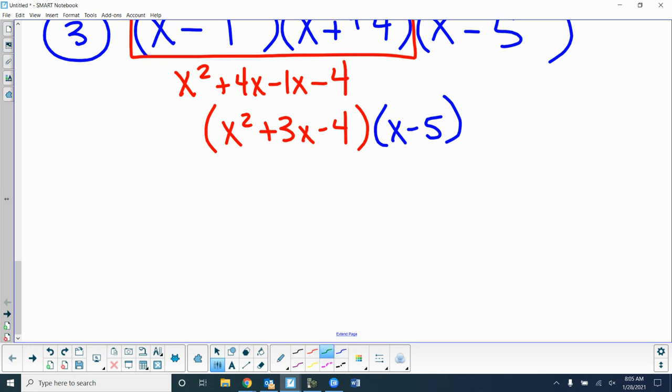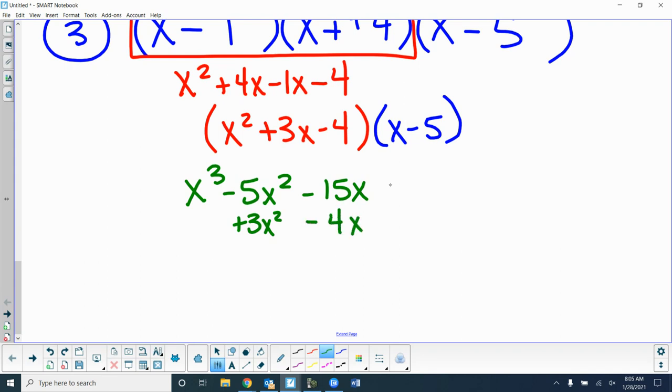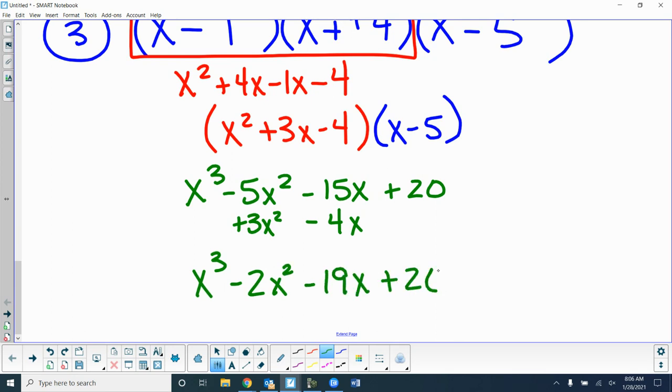Okay, so when I go these two, x squared times x is x cubed, and x squared times negative 5 is negative 5x squared. Then I take the 3x and multiply both. 3x times x is a positive 3x squared. And 3x times negative 5 is negative 15x. And then I go negative 4 times x, negative 4 times negative 5. Then combine my like terms. So negative 2x squared minus 19x plus 20. And when you guys were showing me yesterday, when you turned them in, most of you got that one right.